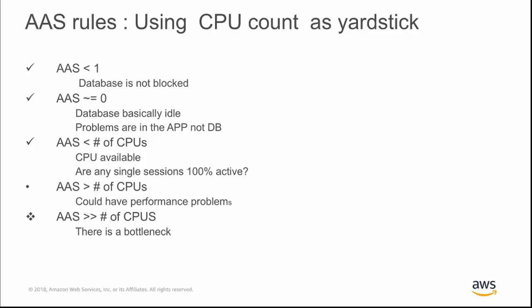Then the third point here, when AAS is less than the number of CPUs on the box, we know that there's CPU available. In RDS, there's only one database running per machine.